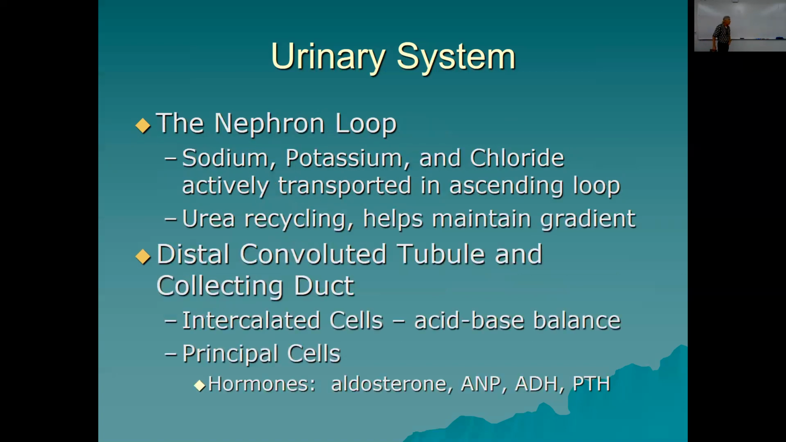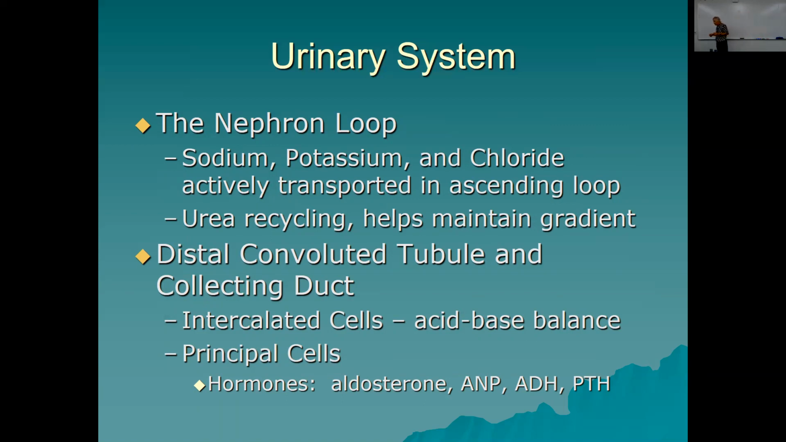Okay, nephron loop. What happens in the nephron loop? And what is the function of the nephron loop? All right. Important thing to note is that sodium, potassium, and chloride are actively transported in the ascending loop. Also, urea is recycled. It's reabsorbed in the collecting duct and then secreted in the loop of Henle. It's recycled.